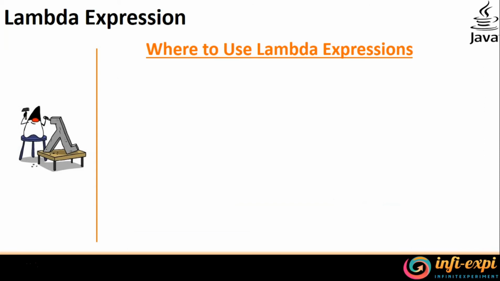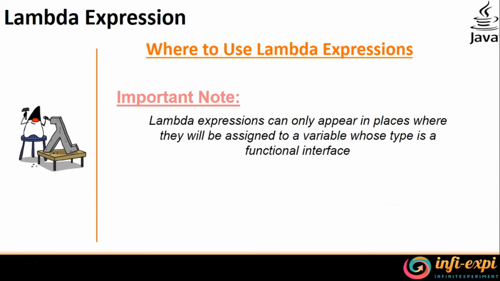Great. So where to use Lambda expressions? The important note: Lambda expressions can only appear in places where they will be assigned to a variable whose type is a functional interface. Very clearly mentioned, as I have stated in the earlier slide itself. You can use a Lambda expression only for a variable of type functional interface. So you can create Lambda expression code and assign it to a variable. That's what we discussed in functional programming, right?